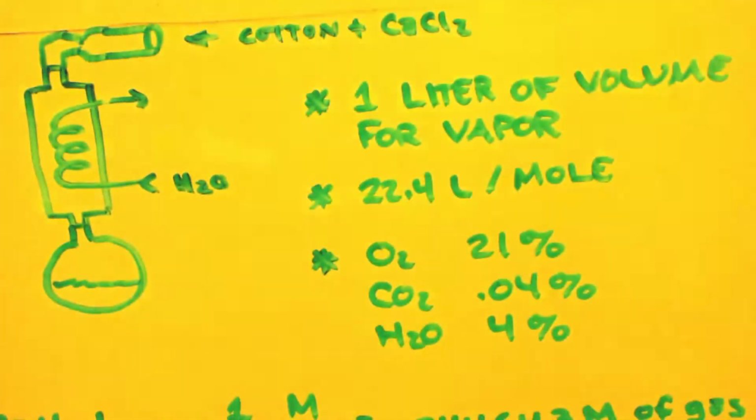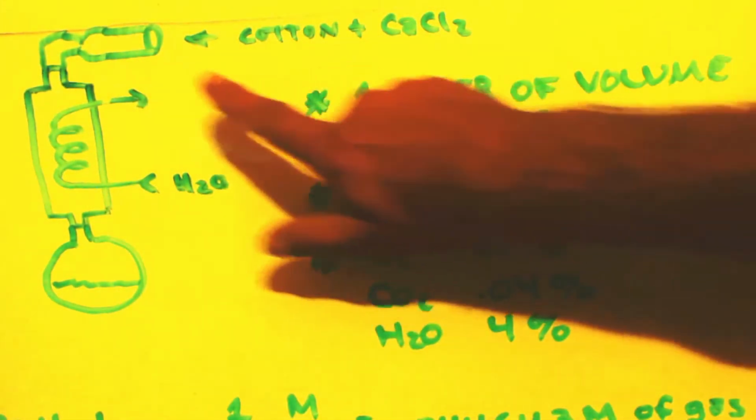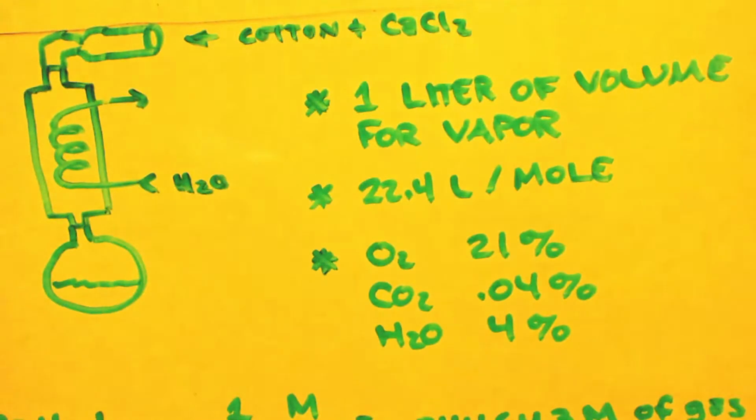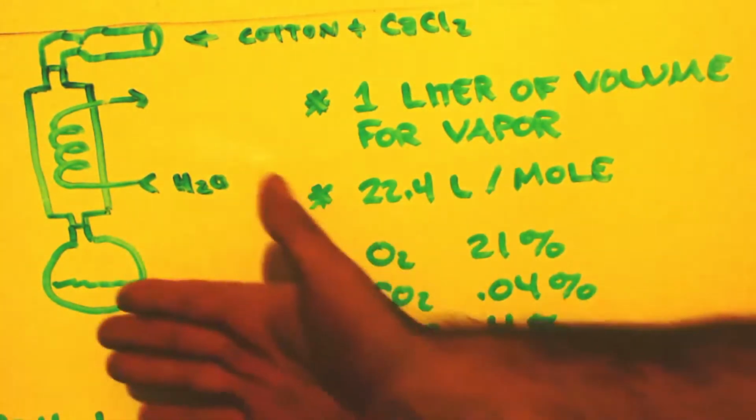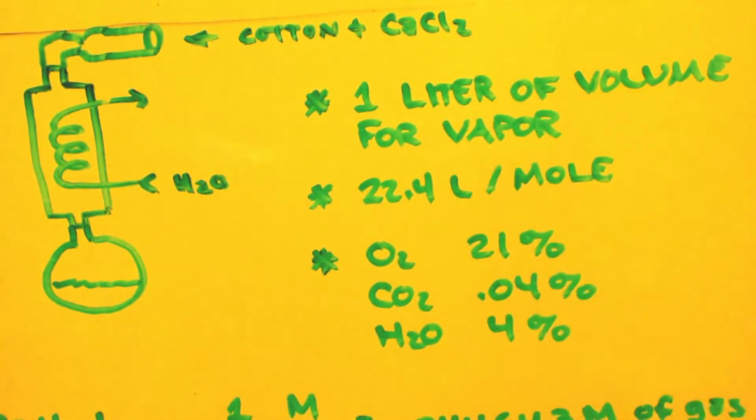Now this would be your apparatus, right? And this would be a drying tube where you put some cotton in here, not plug it, just a little bit of cotton. Put your calcium chloride in there so no water can get down in there, right? Now look at this space. This is a 2,000 milliliter flask. You're going to have about a liter of volume for the vapor to be in, right?